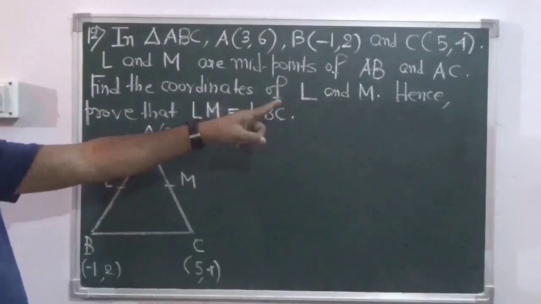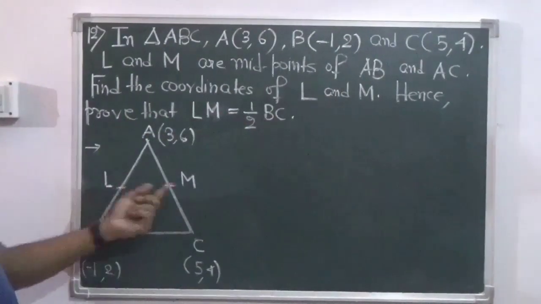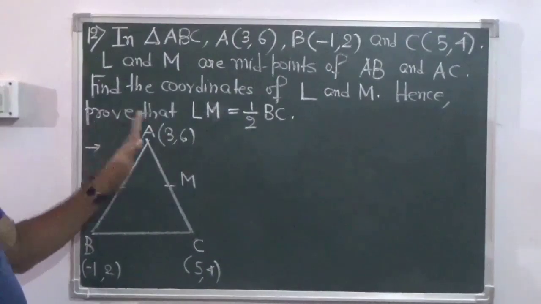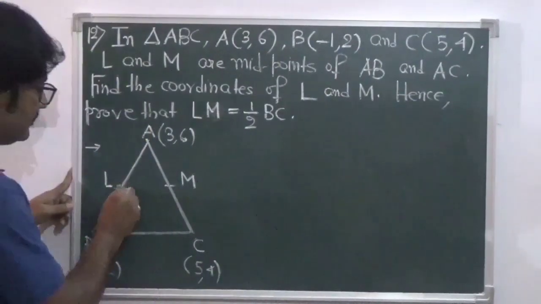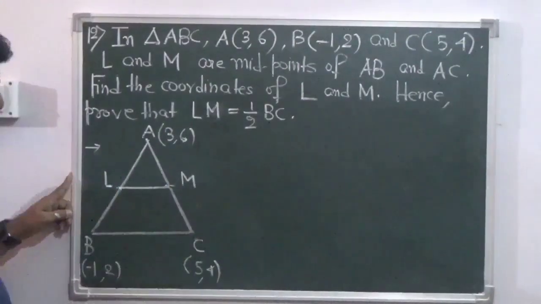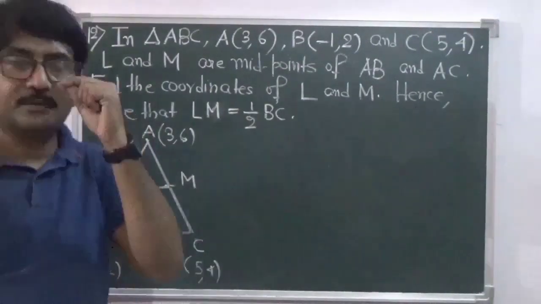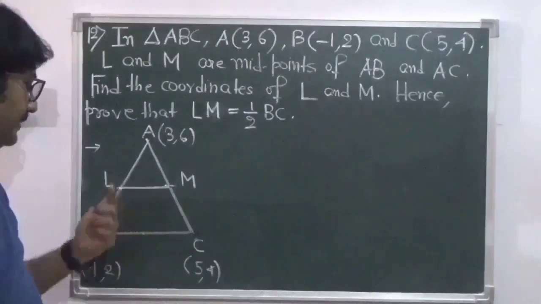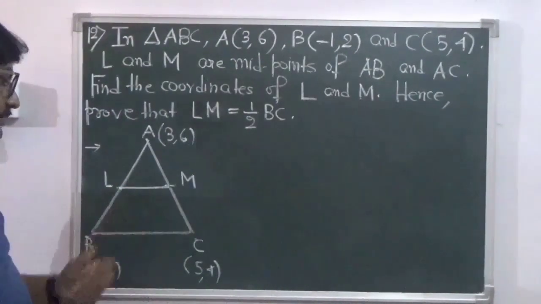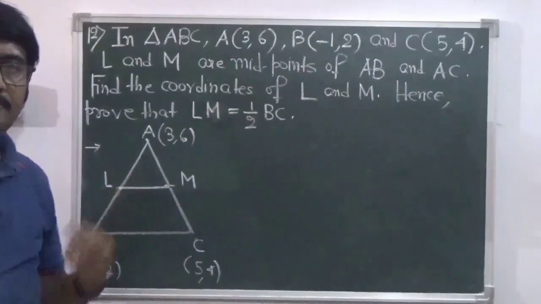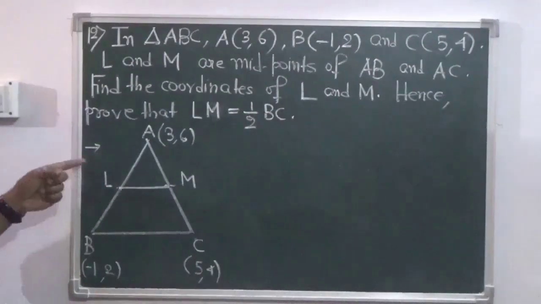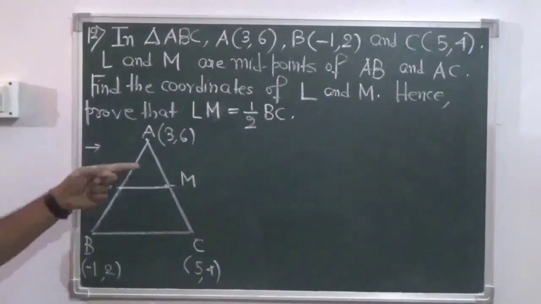Find the coordinates of L and M. This is very simple; you know how to find it. Then prove that LM, the length of this segment, is half of the length of BC. For this we will apply the distance formula to calculate the lengths of LM and BC, and we will find that the length of LM is just half of the length of BC. So let us first proceed to find the coordinates of L and M.